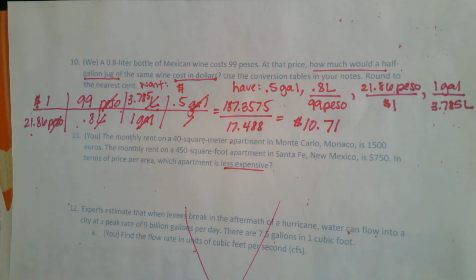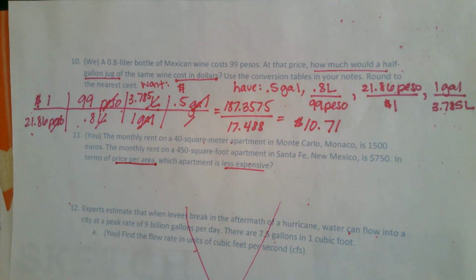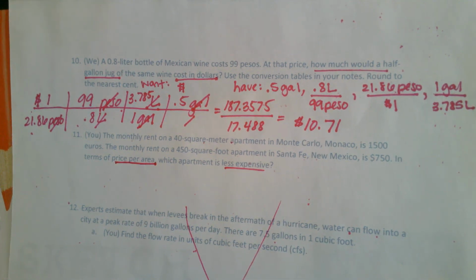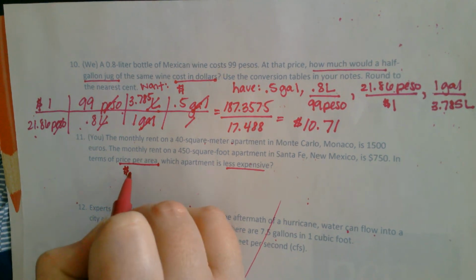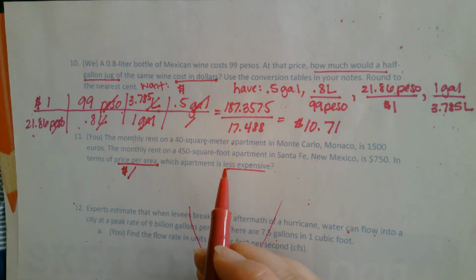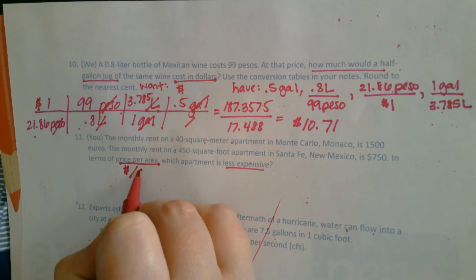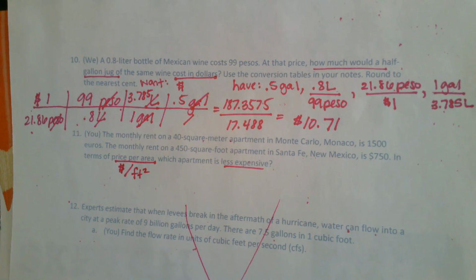So we need to figure out the cost for each, and they want it in terms of price per area. They didn't specify which one, so we can pick whichever one we want. You can do it differently if you want, but the way I would suggest is using the terms you're more familiar with. So in the US, that would mean the price in dollars. Per means division. And then area, we're considering meters and feet. At least I understand feet better, so I would say square feet. So I would want to find the price per square foot in dollars for each of these, so I can compare them to see which one is less expensive.